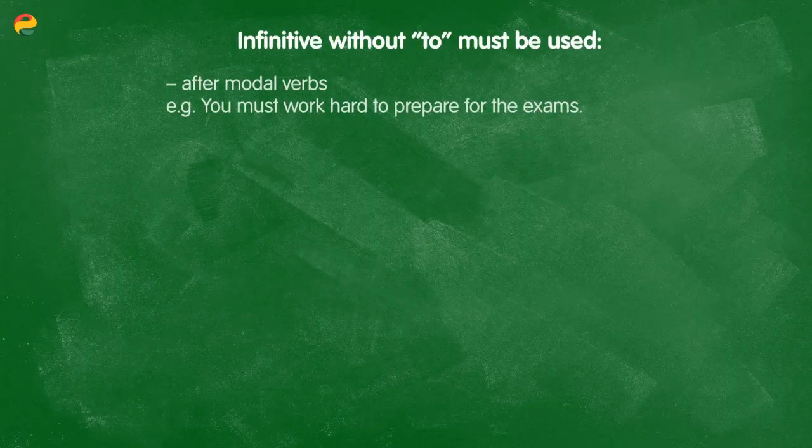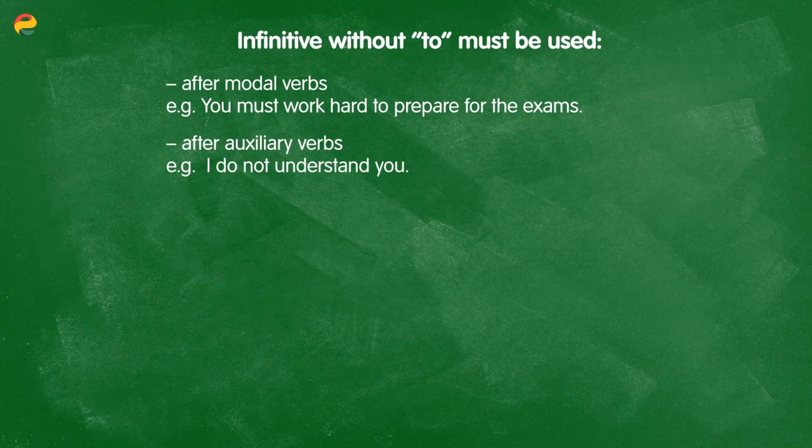Now, there are also some times when we use the infinitive without the word to. These are called the bare infinitives, and let's look at some examples of when we use this. The first time we use this is after modal verbs, like in the phrase, you must work hard to prepare for the exam. Here, work, the normal infinitive would be to work, but in the phrase you must work, we don't say to, and you could never, ever say you must to. Forget that phrase even exists.